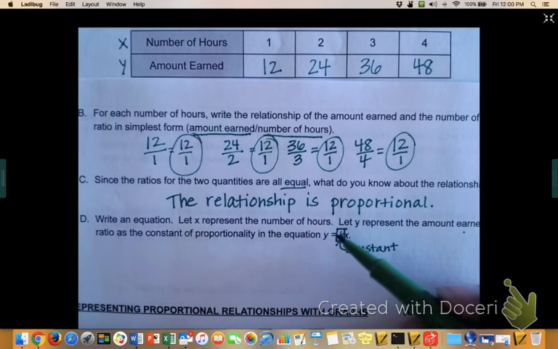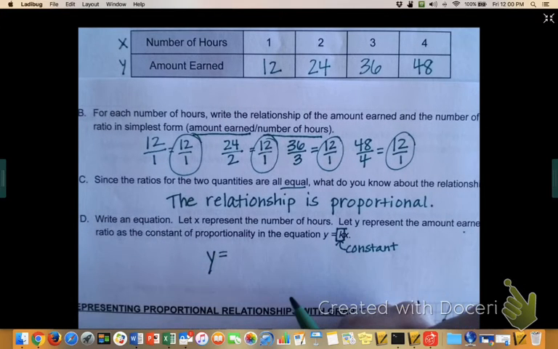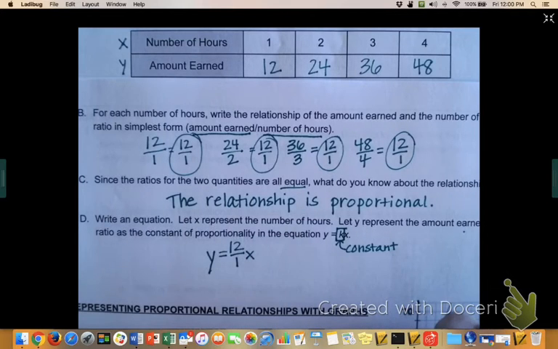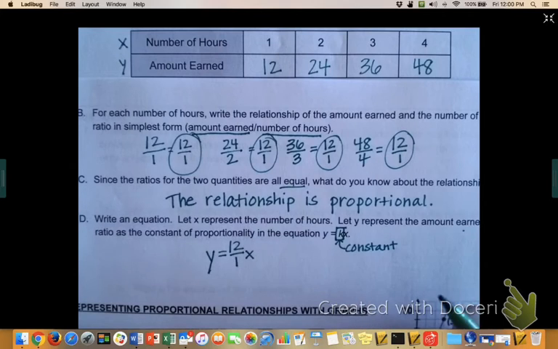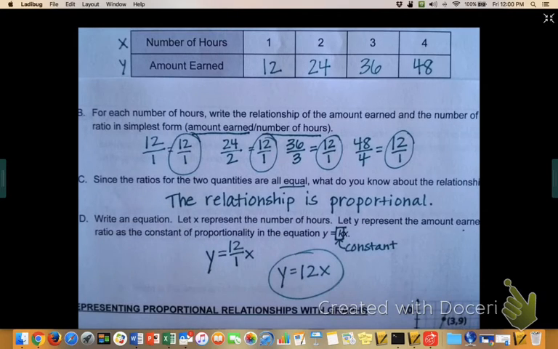So Y is equal to the amount earned. No matter how much money we earned, it's going to be based on how many hours we worked, and how much we get paid is 12/1. Now because you guys are in 8th grade and it's time to understand that 12/1 is also equal to 12, I would rather you write it as Y equals 12x. That to me is the simplest form, and that is how to write an equation. You're always going to start it with Y equals, and whatever that Y is equal to is your constant times whatever X represents. In this case, it's number of hours worked.